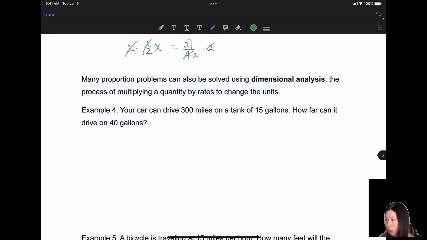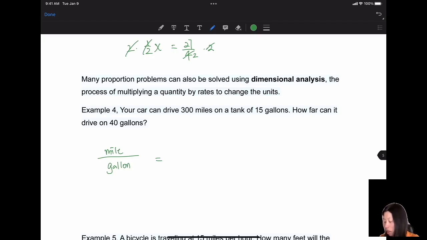So now we know that we set up the proportion. So the proportion should be, you can use either gallons over miles, because for the same car they should have the same mileage per gallon, or you can use miles per gallon, either way. Usually we use miles per gallon. So this is the proportion that we set up.